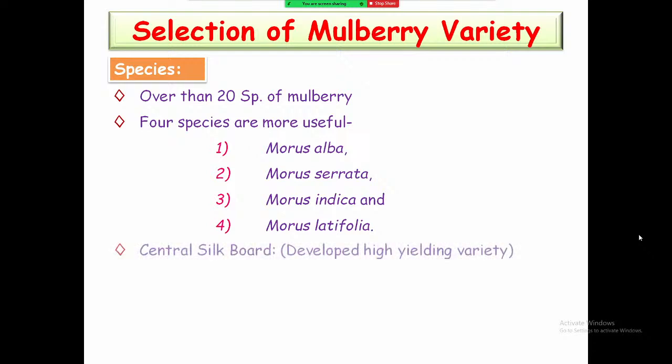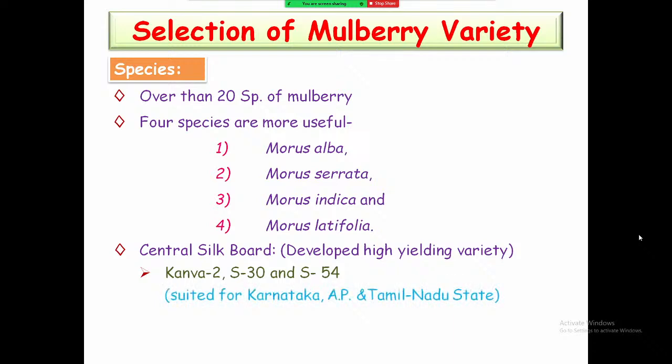Then the Central Silk Board of India developed some high yielding varieties. These are Karma 2, S30 and S54. These are the varieties which are suitable for Karnataka, Andhra Pradesh, Tamil Nadu states, means southern India. These varieties are suitable for southern India.